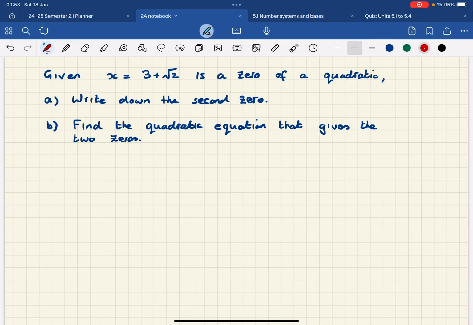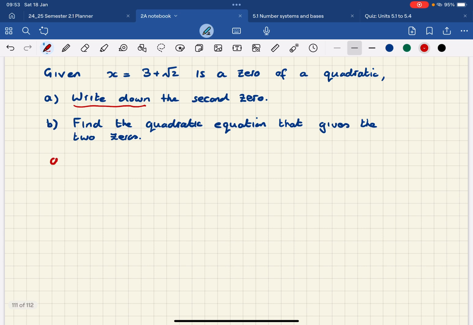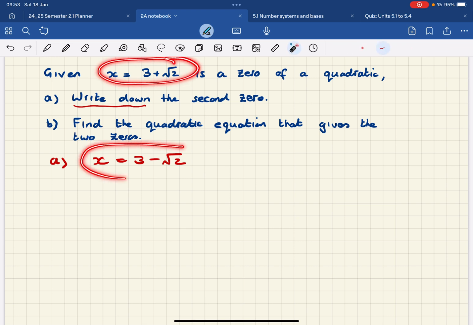So have a look at this question, pause it if you need to. So this is "write down", and whenever a question asks me to write down, it's usually actually an easy thing. And I'm going to show you the second solution is x equals 3 minus root 2. And basically it's the conjugate of that one.